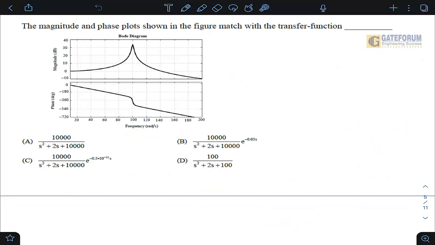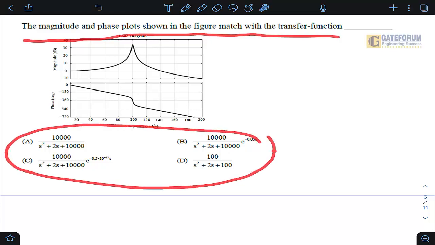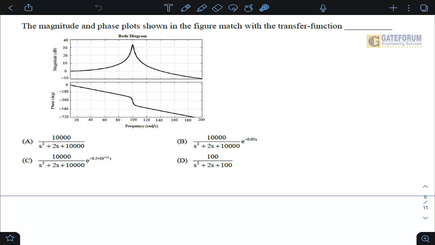This question was asked in GATE 23 of instrumentation. This is from the control systems subject and from the Bode plot topic. The question is: the magnitude and phase plot shown in the figure match with the transfer function, which of the following? Okay, it's a skill based question, students. So you have to be careful while giving the answer of this.